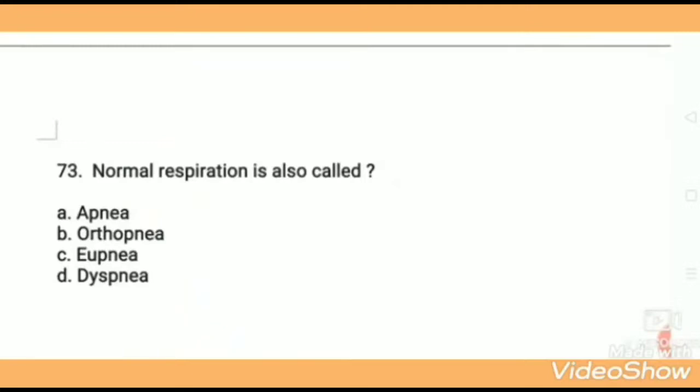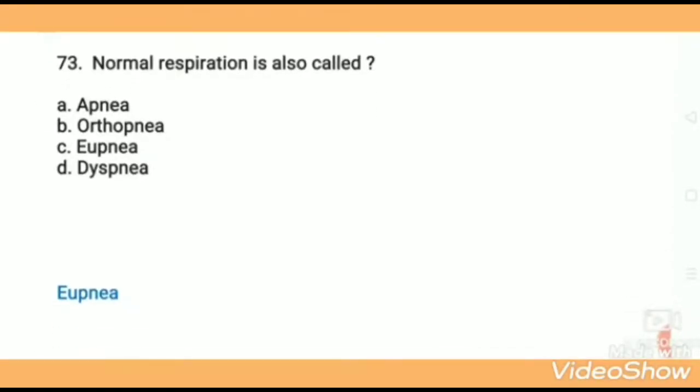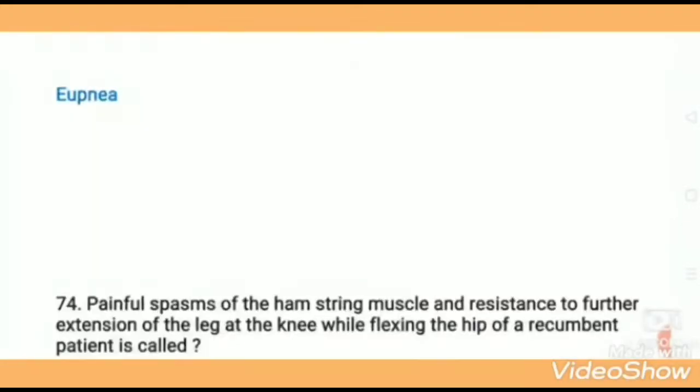Normal respiration is also called apnea, orthopnea, eupnea, or dyspnea. The correct answer, normal respiration is also called eupnea. Next question.